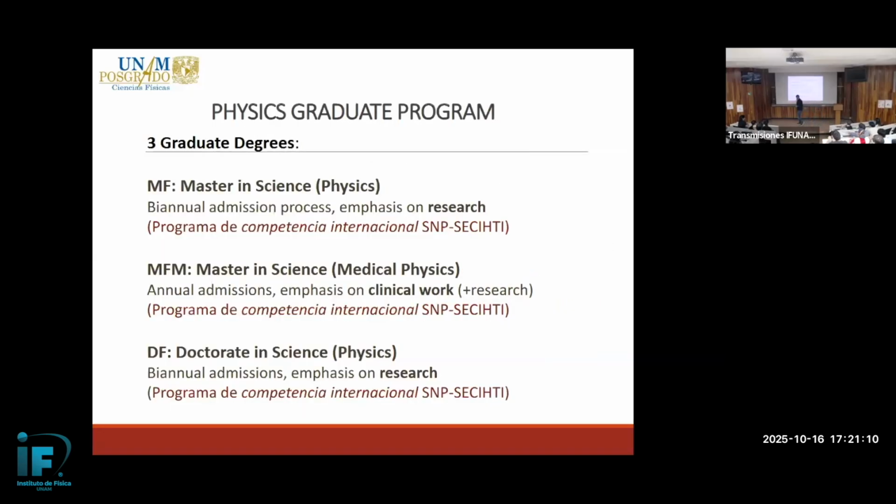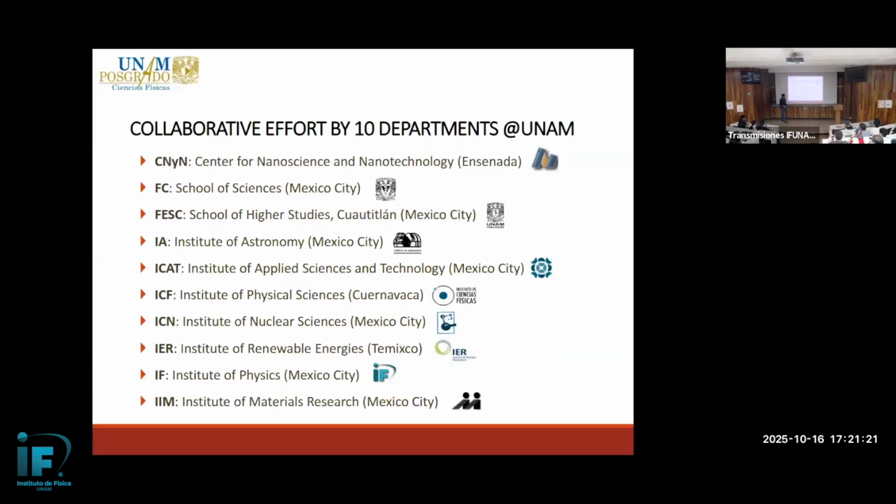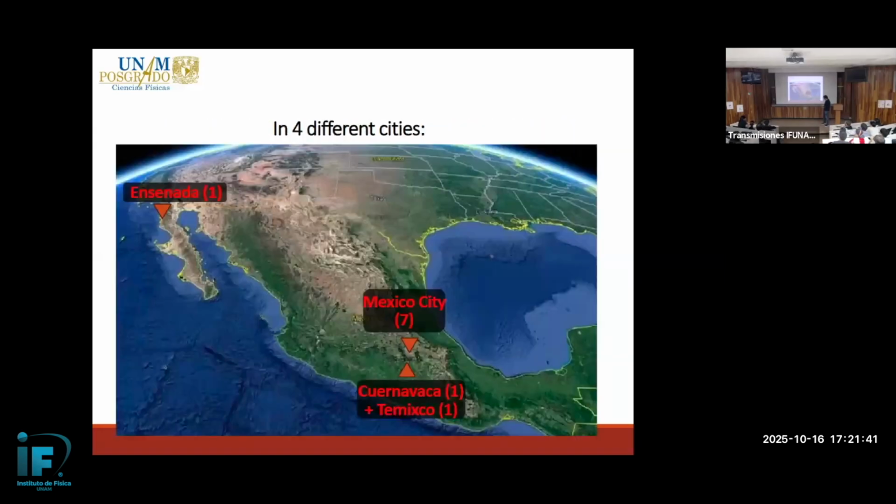We offer 3 graduate degrees, 2 master's programs. The one of most interest to you in this school is the Master in Physics. We also have a Master in Medical Physics, and we have a doctoral program in Physics. Our graduate program is held together by a strong collaboration between 10 departments in total scattered throughout UNAM. These are 7 research institutes in total, plus 2 schools, plus a research center. They're in 4 different cities in Mexico, most of them here in Mexico City. So 7 out of the 10 are here in Mexico City.